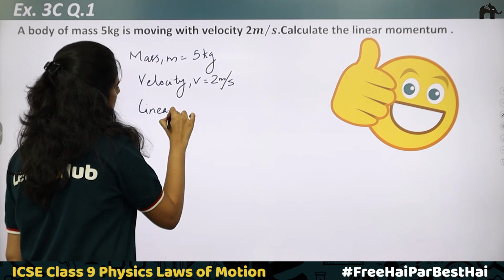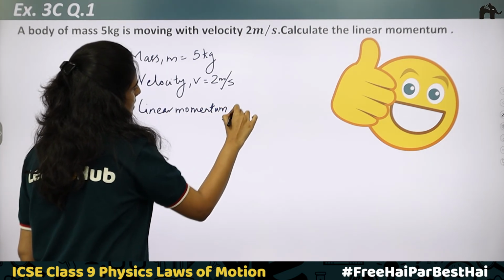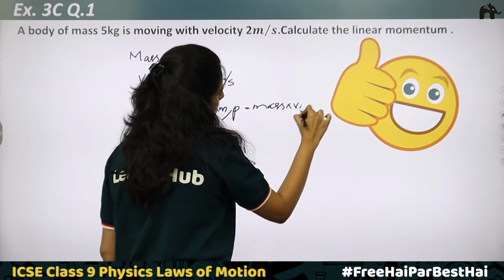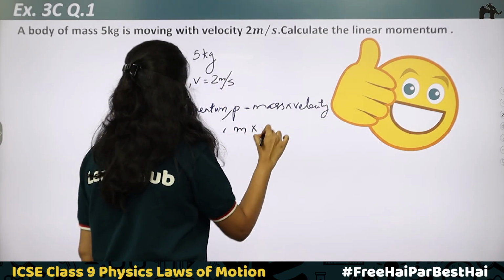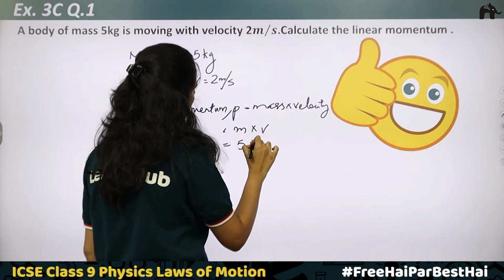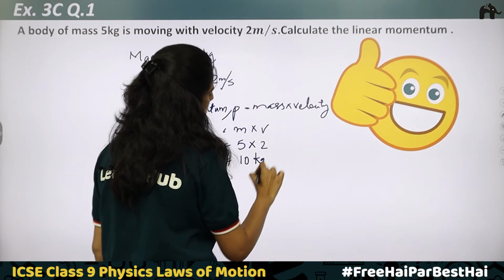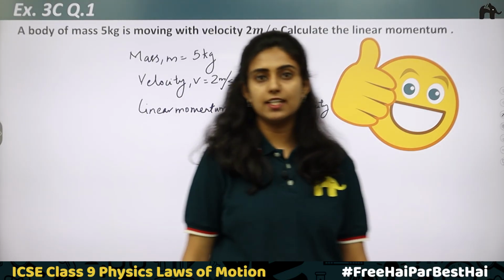How to find linear momentum? Linear momentum represented by letter P is equal to mass into velocity. That is m into v equal to 5 into 2, that is 10 kilogram meter per second. Kilogram meter per second is the unit of linear momentum.